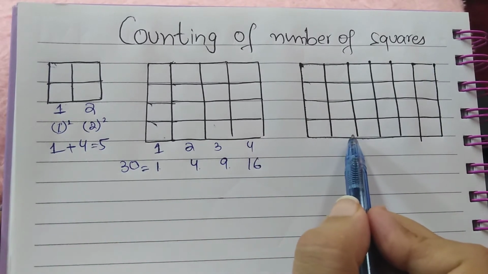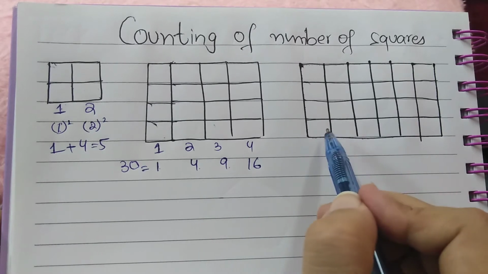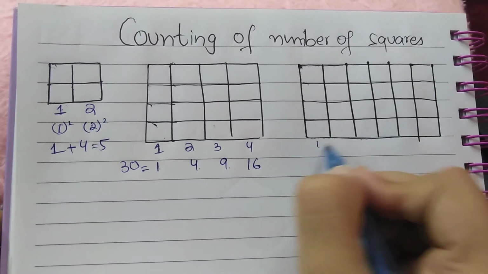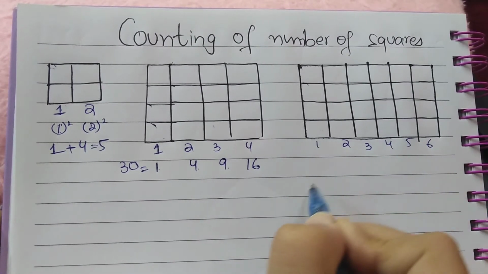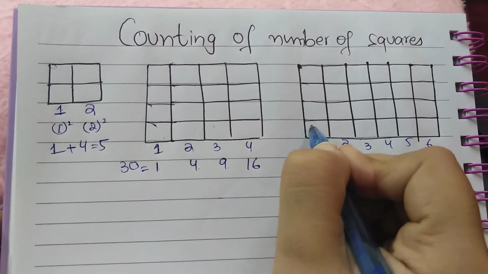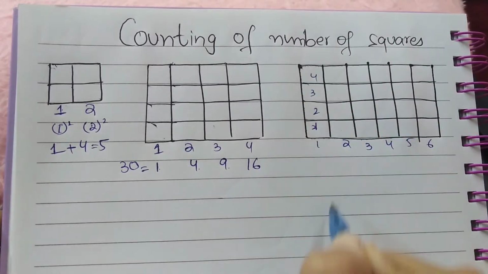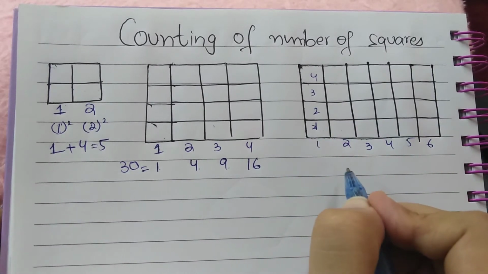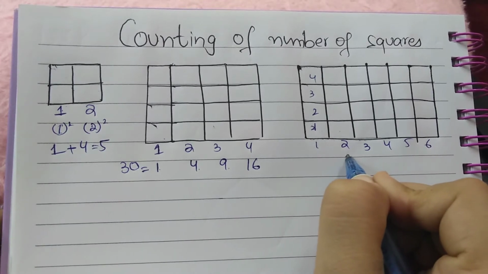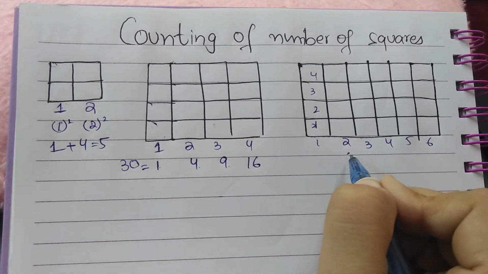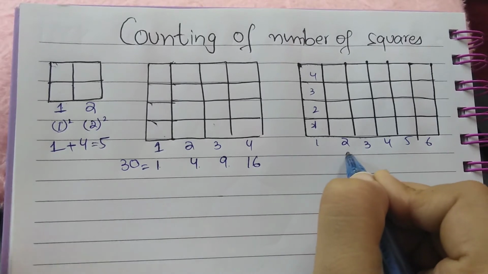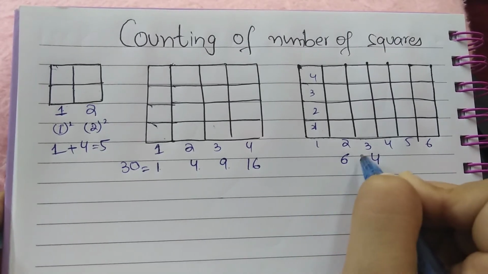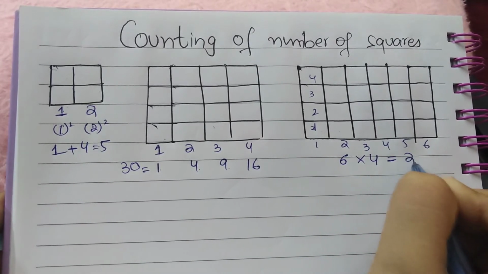In the second case, when the number of rows and columns are different, how many squares are there in the base? 1 2 3 4 5 6. There are 6 squares in the base, and 1 2 3 4, the 4 squares in the vertical row. So in this case, write the number of columns, or in other words, write the number of squares in the base, 6, and the number of squares in the vertical side. There are 4 squares, so multiply them. 6 into 4 is 24.